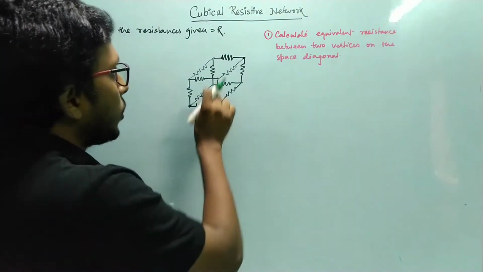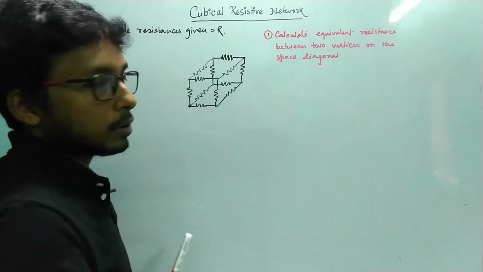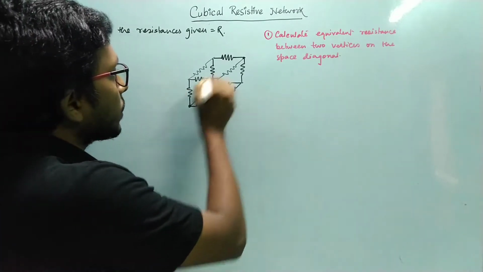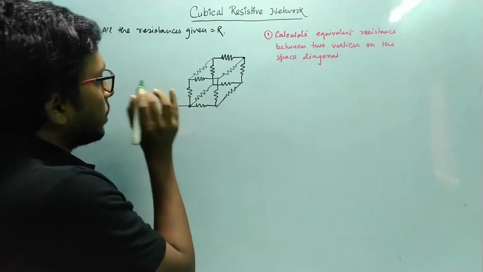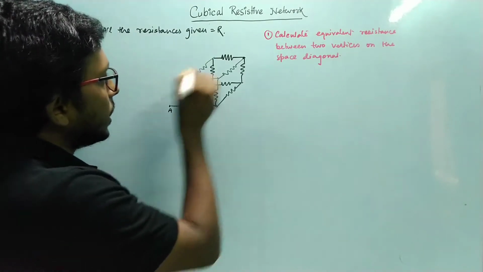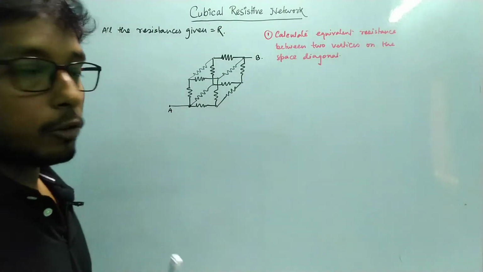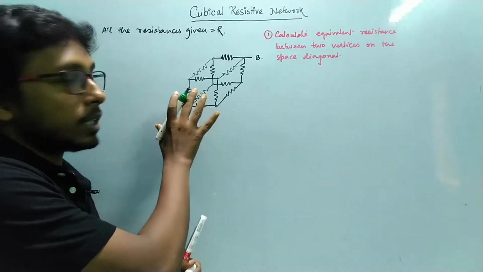You can connect this point and this point also. Similarly, these 2 points will give you a space diagonal. So I am taking this space diagonal, and suppose I am labeling this point as A and this point as B, and I have to calculate the equivalent resistance between A and B, and all the resistances are R.